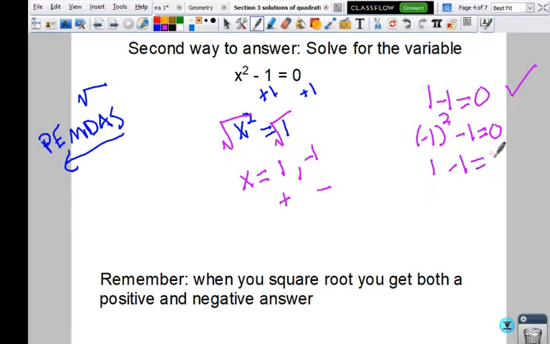So -1 squared, -1 times -1 makes it positive 1. 1 minus 1 equals 0. So that one works. That's why we have 2 answers, a positive and a negative version. That only happens when you make the square root yourself. I made this myself to solve my problem, so I have 2 answers. Positive 1 and -1 are my final answers. That's all I have to do, like that.